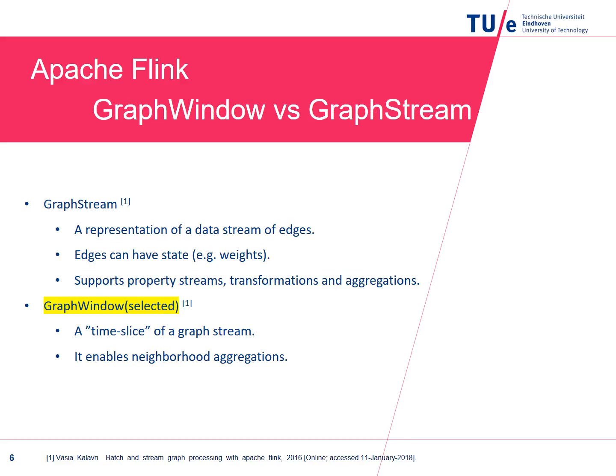For stream graph processing, there are mainly two methods. One is the graph stream, which is a representation of a data stream of edges. The edges can have state and support property streams, transformations, and aggregations. In my work, I didn't use the graph stream. I used graph window to extend the library. The graph window simply slices the stream graph into a series of static graphs with timestamps. Then we can easily reuse the TINC interface to analyze these static graphs.